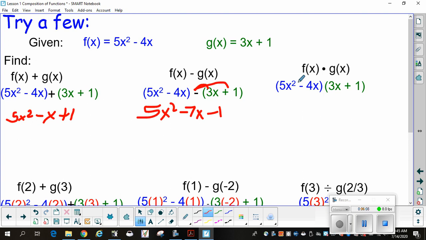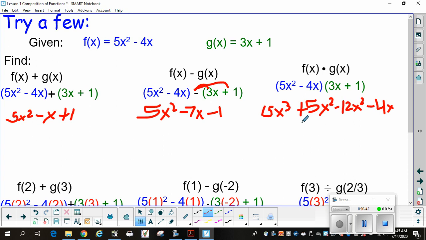Multiplying, I have to distribute. So 5x squared times 3x is going to give me 15x cubed. 5x squared times 1 is plus 5x squared. And then negative 4x times 3x is minus 12x squared. I'm sorry if I didn't say the x in there. Negative 4x times 1 is minus 4x.